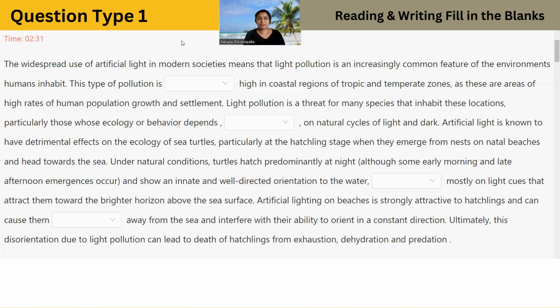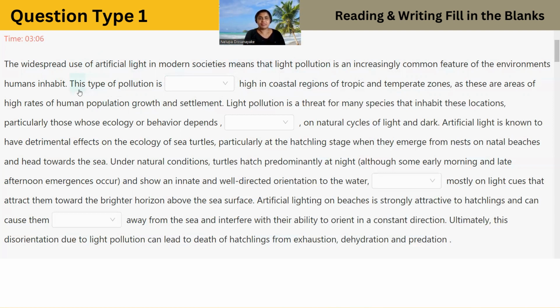Okay, now let's discuss the question. I hope you all are ready with the answers. Start from here. The widespread use of artificial light in modern societies means that light pollution is an increasingly common feature of the environments humans inhabit. So when you see this first sentence, you can see that we are talking about light pollution, which comes from artificial light.